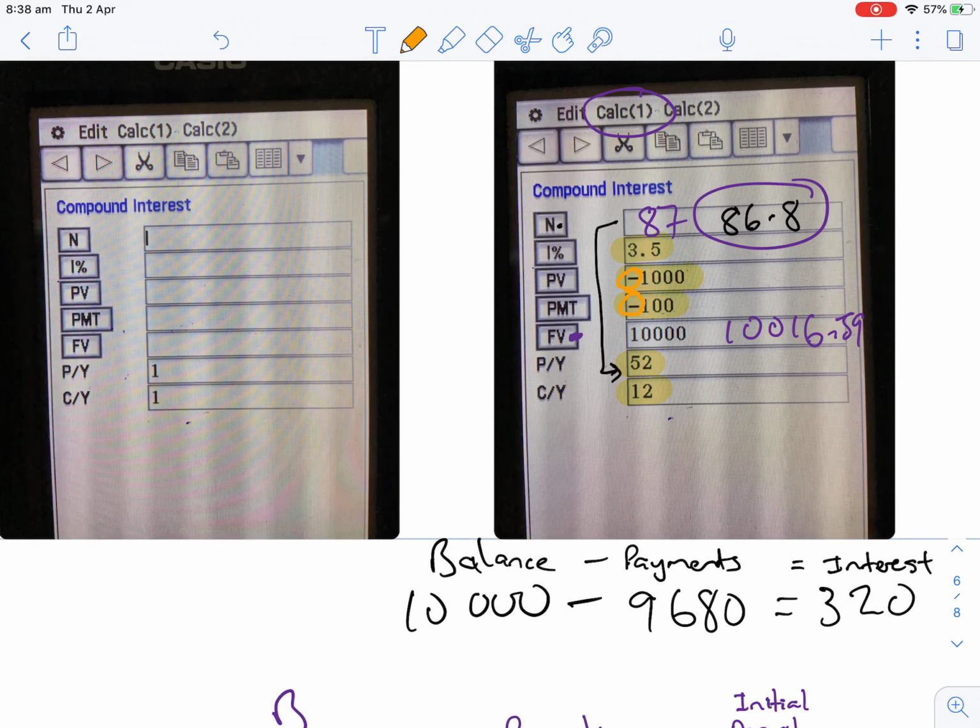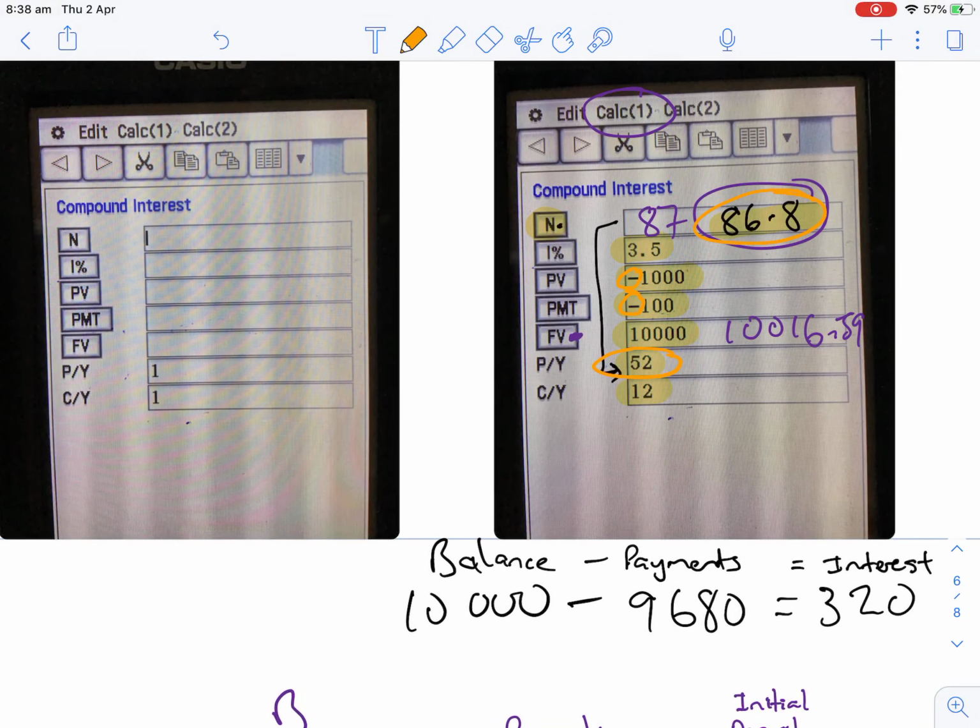Now, I wanted to know how long it's going to take me to hit 10,000. So I know that the balance I'm chasing at the end is the 10,000. Oopsies. So I have put my 10,000 as a positive number in the end. That's how much I want to have in the account. And then I would have just tapped on the end. And that would have told me that it's going to take me 86.8 weeks because my payments were in weeks.